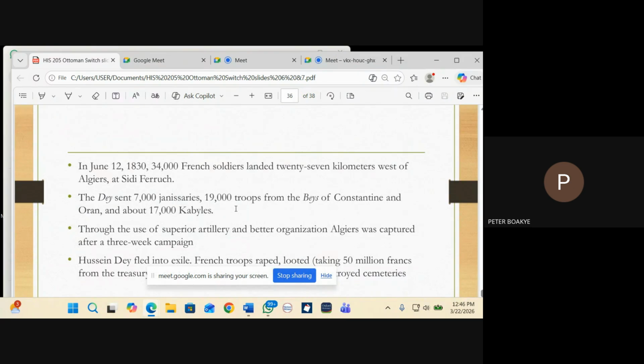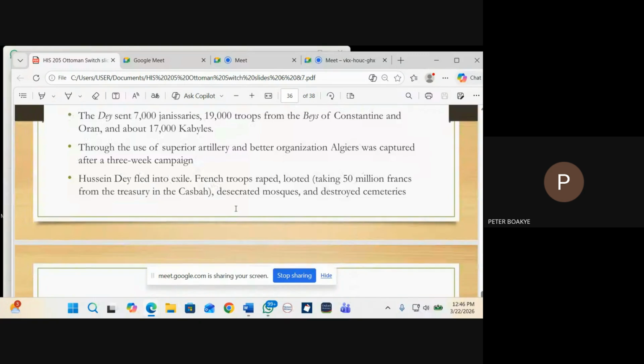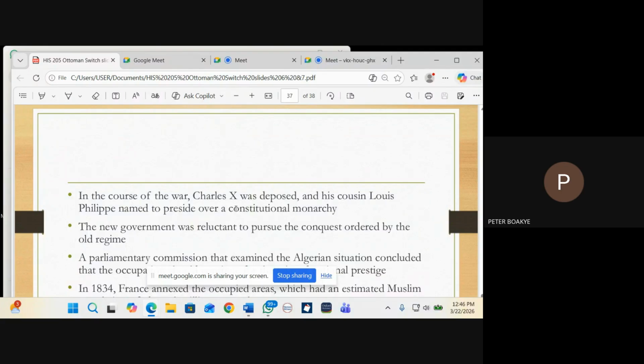And so on June 12, 1830, 34,000 French soldiers landed 27 kilometers west of Algiers at Sidi Farouk. Now the Dey sent 7,000 Janissaries, 19,000 troops from the bases of Constantine and Oran, and about 17,000 cadets. Through the use of superior artillery and better organization, Algiers was captured after a 3-week campaign. Hussein Dey fled into exile. French troops raped, looted, desecrated mosques, and destroyed cemeteries in Algeria. In the course of the war, Charles X was deposed.